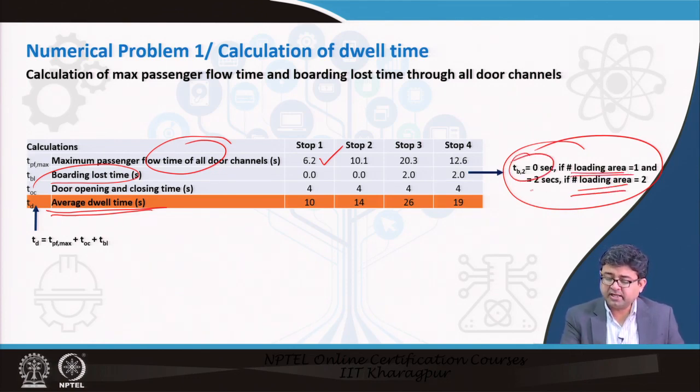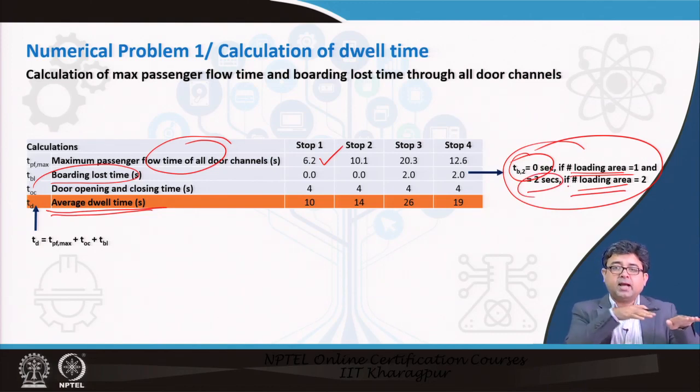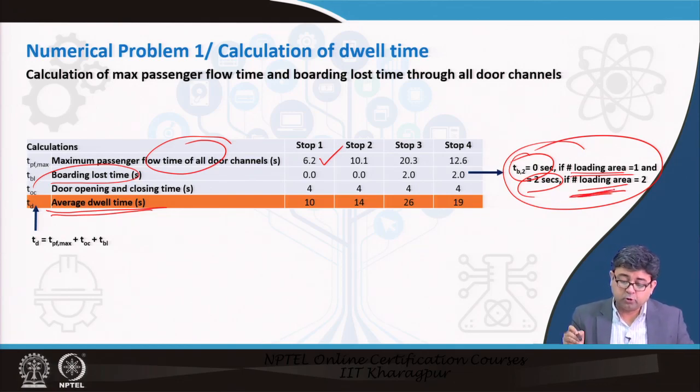If there are two loading areas, there is a 2-second loss, because the loading areas are back to back, so the bus that is coming behind sometimes faces a little bit of delay if the bus in front is not parked properly. So, there will be a slight delay if there are two loading areas. So, stop 3 and stop 4 have two loading areas.